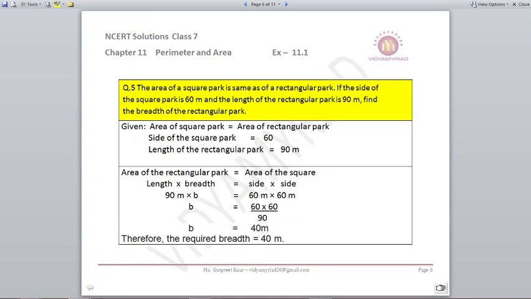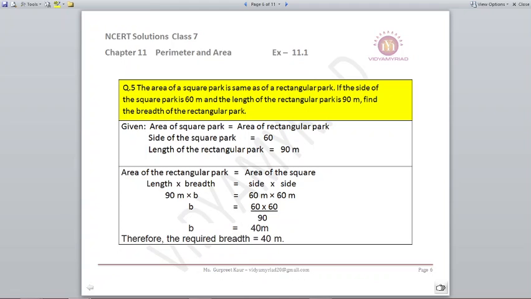Question number 5. The area of a square park is same as that of a rectangular park if the side of the square park is 60 meters and the length of the rectangular park is 90 meters. Find the breadth of the rectangular park. Now what is given to us? That the area of a square park is equal to the area of a rectangular park. We are given the side of the square park as 60 meters. We are also given the length of the rectangular park as 90 meters.